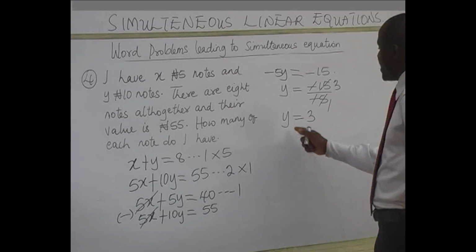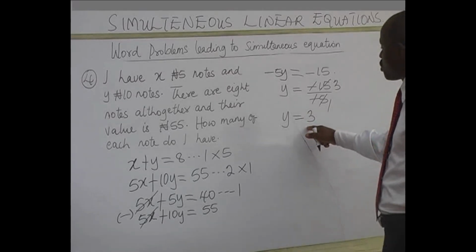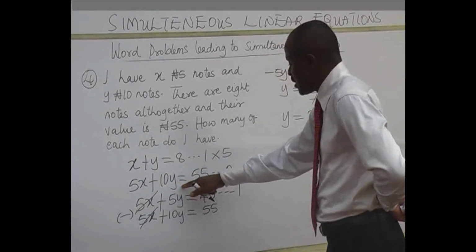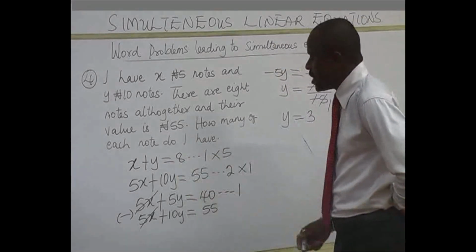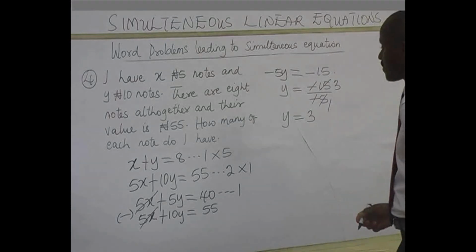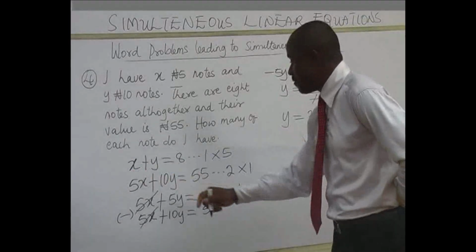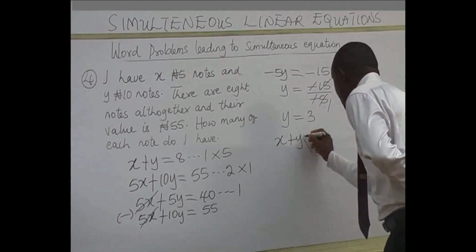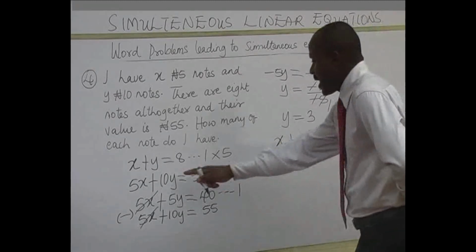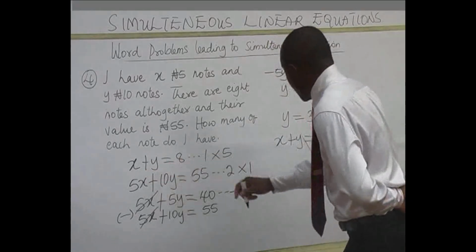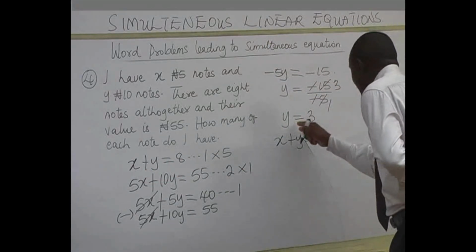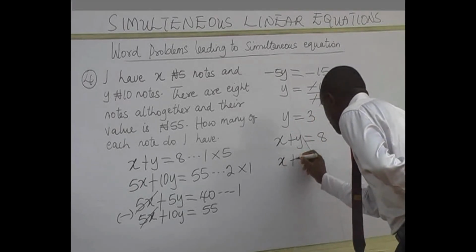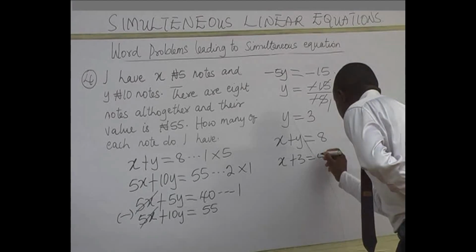Now if Y is 3, you are going to substitute the value Y is 3 in any of the equations. The equation that is most simple is equation number 1. When you substitute it, you are going to find the value of X. Our first equation is X plus Y is equal to 8, and we have found Y to be 3. That means we are going to have X plus 3 is equal to 8.